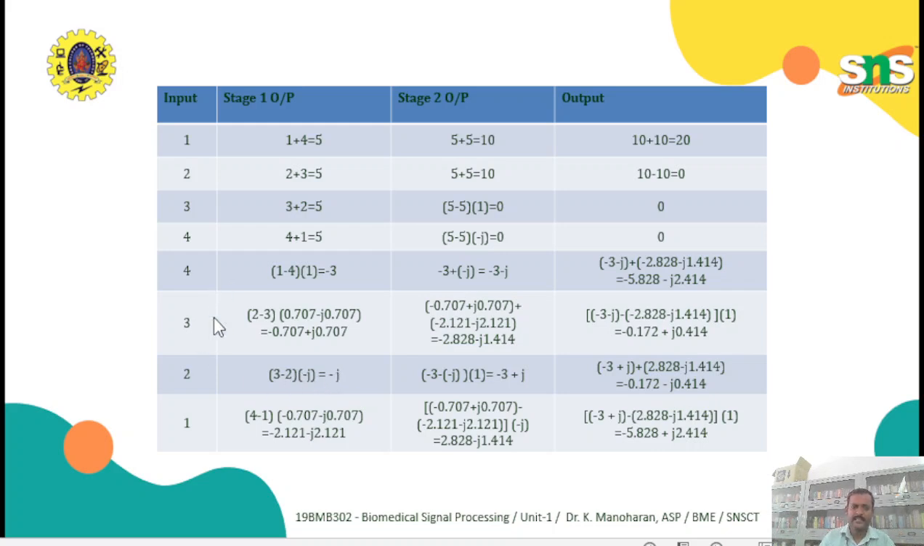And the last butterfly, look at this. This input is 1 here and this input is 4. So 4 plus 1 is 5. For the down leaf, first perform the subtraction 4 minus 1. So this is 3, into the Twiddle factor W38, that is minus 0.707 minus j 0.707. So 3 into this value, the result is minus 2.121 minus j 2.121. This is the first stage result.